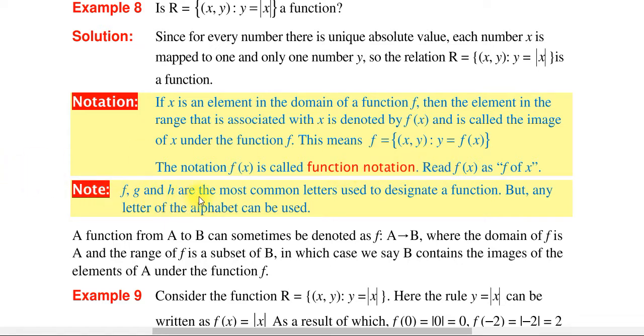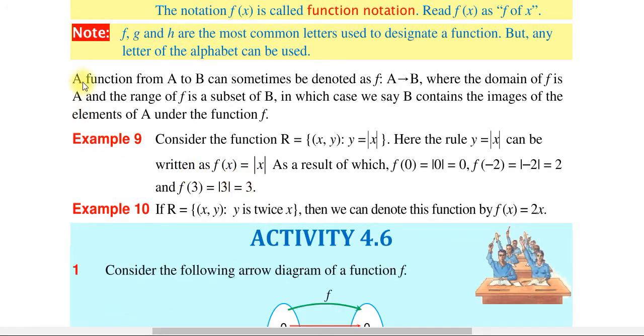f, g and h are the most common letters used to designate a function, but any letter of the alphabet can be used. አሁን ብዙ ጊዜ f of x, g of x, h of x እያልን ነው የምንጠቀመው እንጂ ሌሎች ሌተሮችን መጠቀም እንችላለን ነው የሚለው። So a function f from A to B can sometimes be denoted as f: A → B, where the domain of f is A and the range of f is a subset of B. In each case we say B contains the image of the elements of A under the function f.